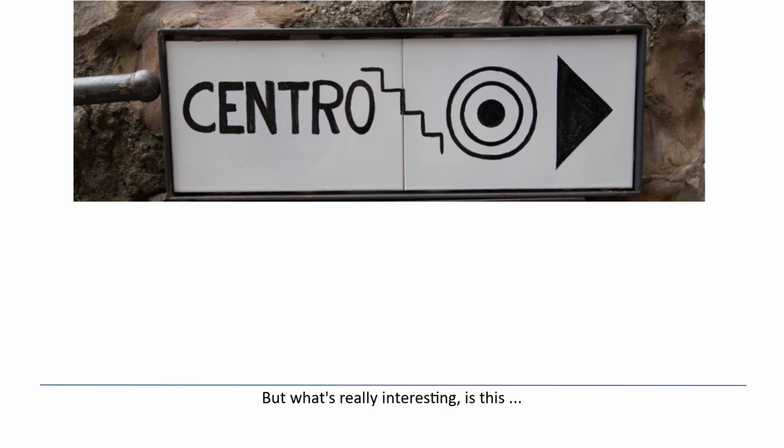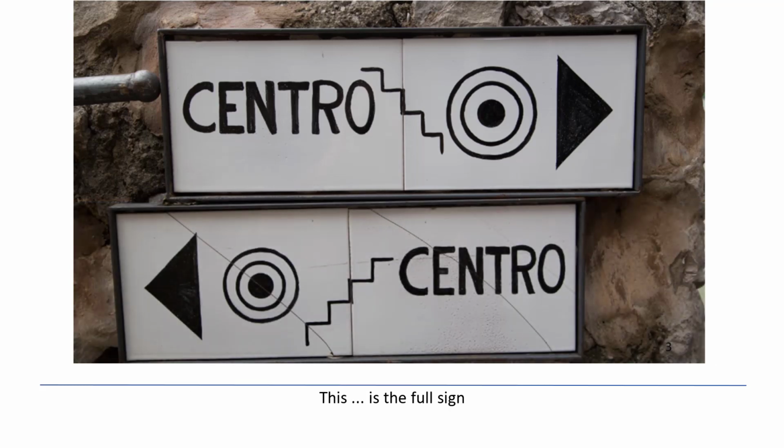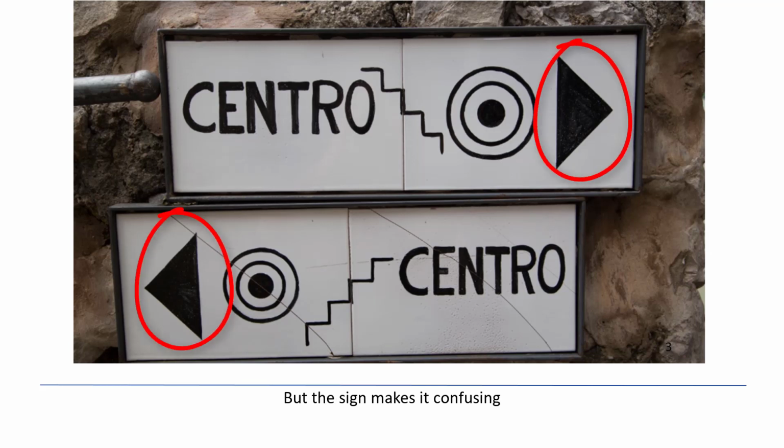But what's really interesting is this. What you're looking at so far is only the top half of the sign. This is the full sign. And I think that this is a reflection of the way that meta-analysis is often taught. It should be pretty simple to get to the center of town, but this sign makes it confusing.